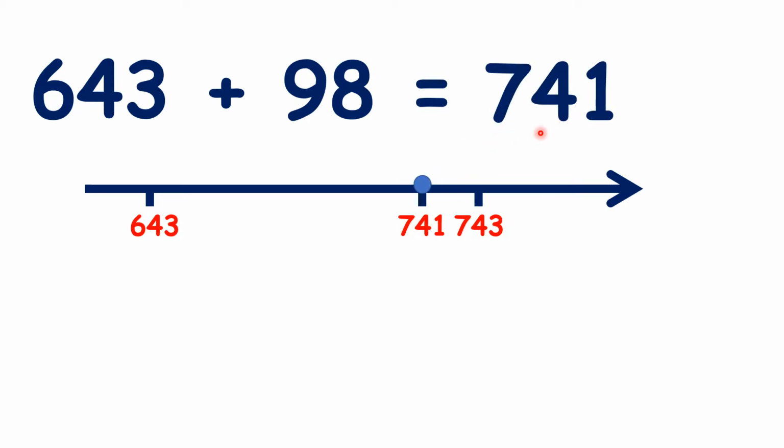741. We added 100 and then subtracted 2, and this is a lot easier than adding 98 by adding 9 tens and 8 units. So you can improve the speed of your calculations if you can use adjusting.